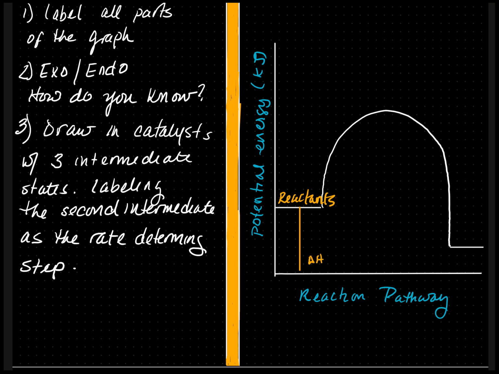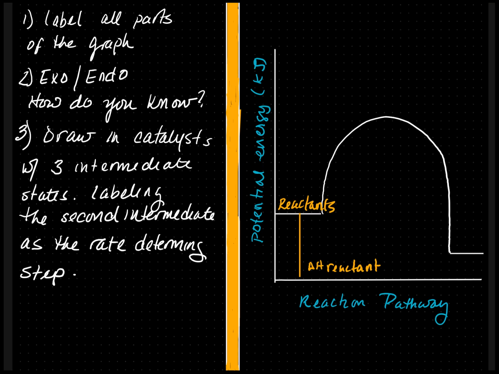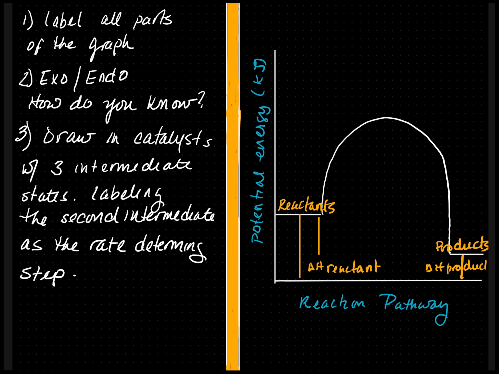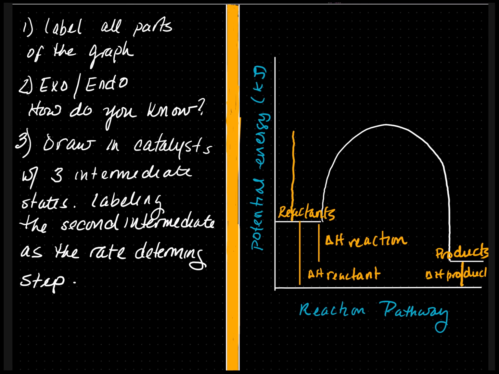That's my delta H, a reactant. On the right side of my picture will be my product. So from the horizontal to my products is my delta H for my product. From the reactants to the products, this is my delta H of the reaction. So from the reactant to the top of the hill is my activation energy in the forward direction.